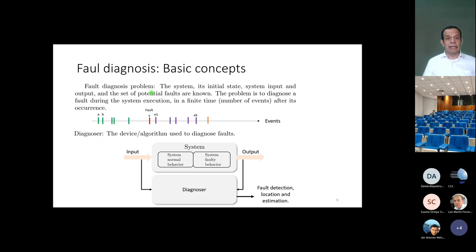In the fault diagnosis problem, the assumption is that I know the system, also the model of the system, of course the initial state of the system, the system input and output, and the set of potential faults that could occur during the system execution. And my problem is to diagnose a fault. It means to detect, locate, and estimate the fault during the system execution. It is supposed that I diagnose this fault in a finite number of events after the occurrence of this fault. For example, this system is executing its normal behavior here, and a fault occurs here. And then, in a finite number of events, I will be able to detect, locate, and estimate the fault.